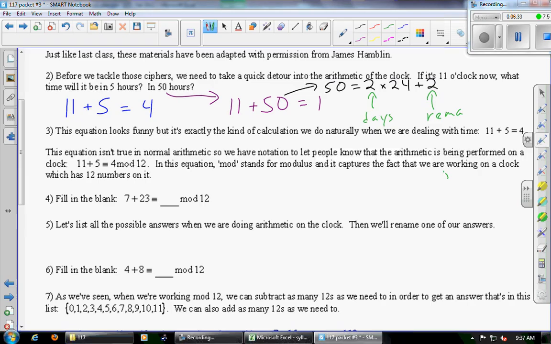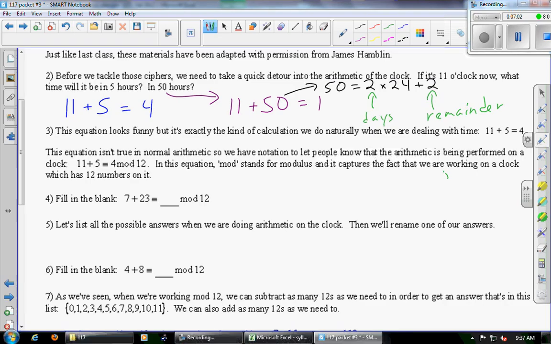Okay, Lucas said a lot of good stuff there. He said that 50 hours is really 2 days because there's 24 hours in a day. And how much is 2 times 24? It's 48, which means there are 2 hours left over. And Lucas used another great word over there. He said remainder. So when we're doing 11 plus 50, it's really the same as 11 plus what much smaller number? It's really the same as 11 plus 2. Agree?